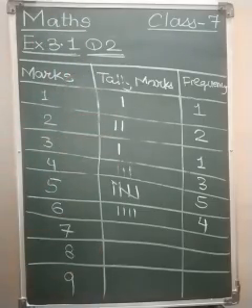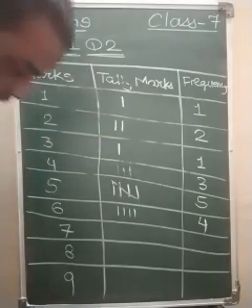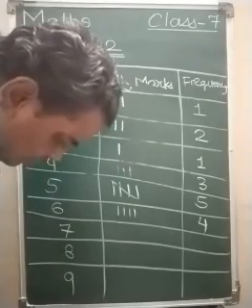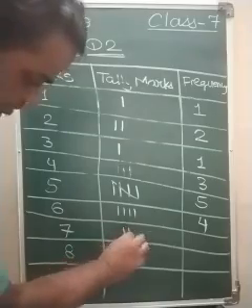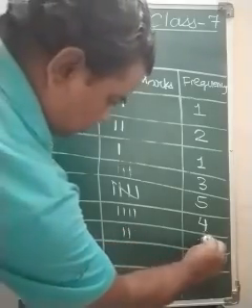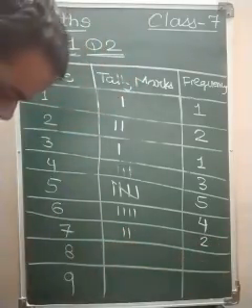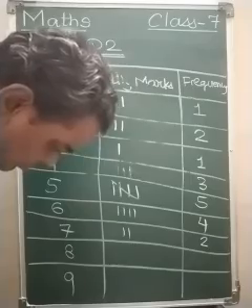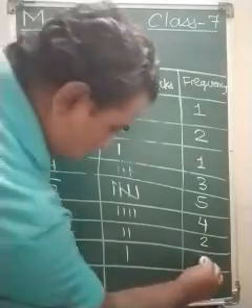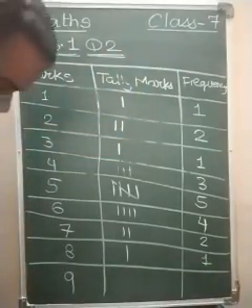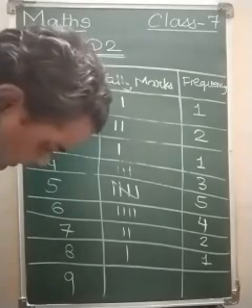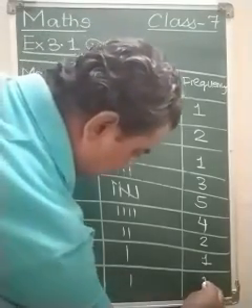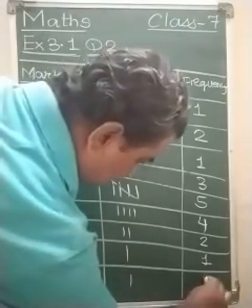This data is for a total of 20 students. Okay, then 7 marks. 1, 2, so frequency would be 2. Then 8 marks. Only one student has scored 8 marks, so frequency would be 1. And 9 marks. Only one student has scored 9, so the frequency would be 1.